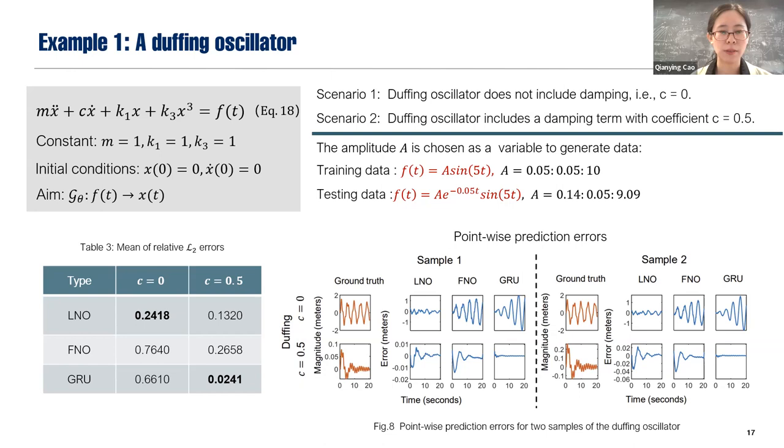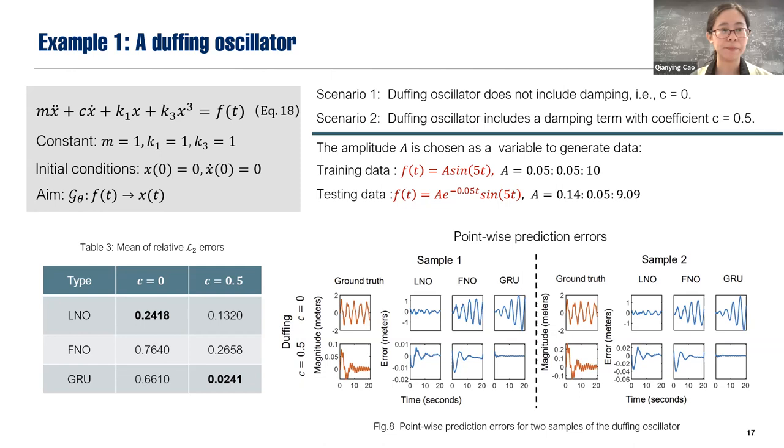Figure 8 shows the error plots of two representative test samples for each of the neural models. The first row shows the damping-free samples, from which we can see the superior performance of the LNO, which induces orders of magnitude lower error over time. On the contrary, FNO and GRU induce large errors whose magnitude increases over time. The damped samples in the second row indicate that the LNO has a better performance compared to FNO, but the GRU induces orders of magnitude lower error.